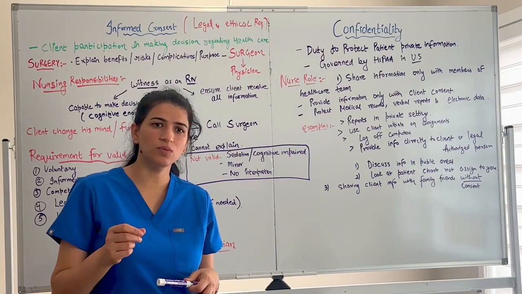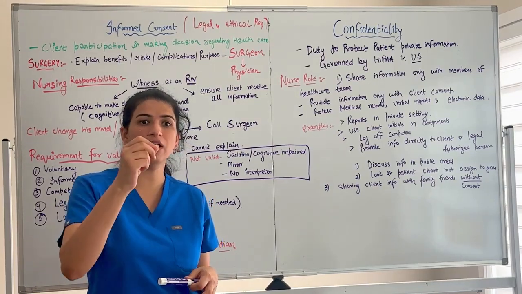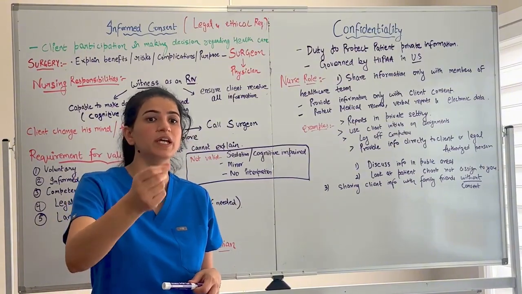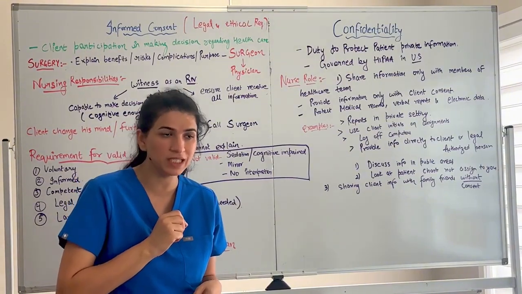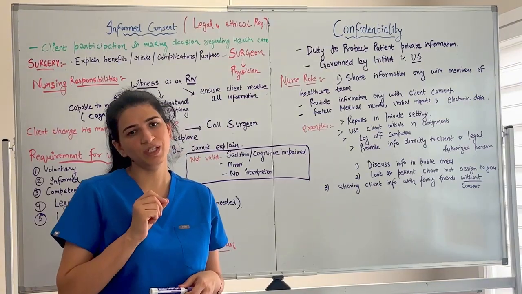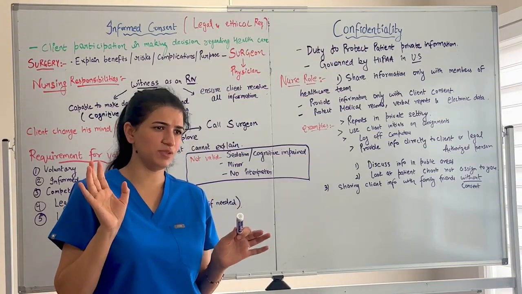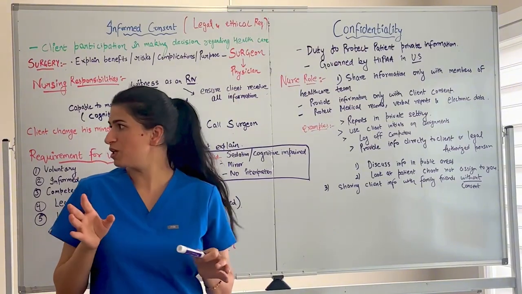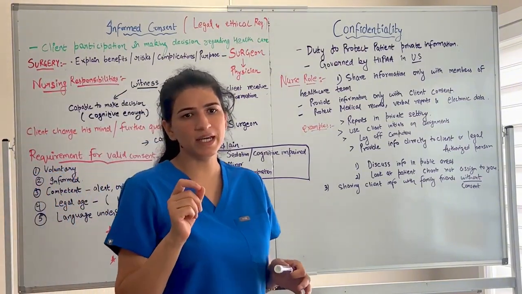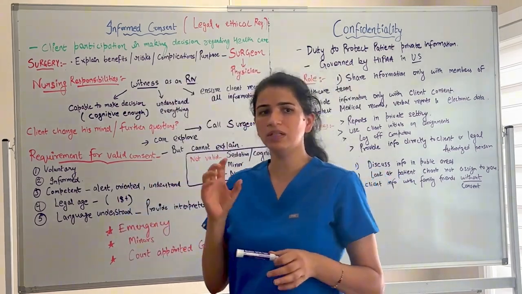So what do we call this? Informed consent. After the patient is informed of everything, then you get the consent from the patient, either verbally or written. That is what we call informed consent. Very simple language, right? Because in the books I know there are a lot of definitions, right? But this is exactly the meaning in simple language.